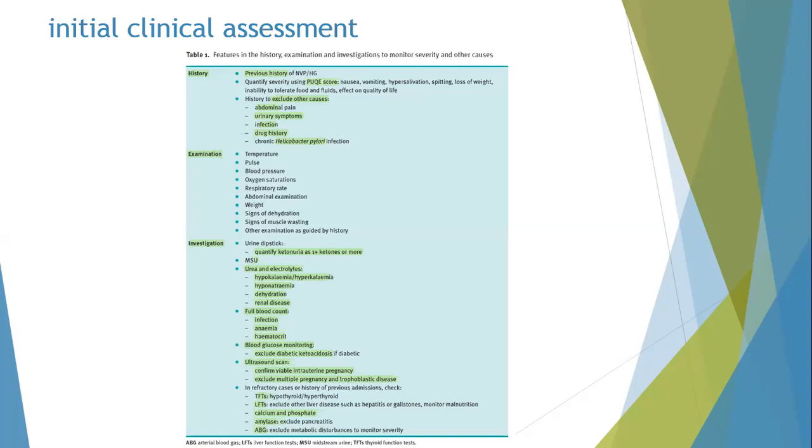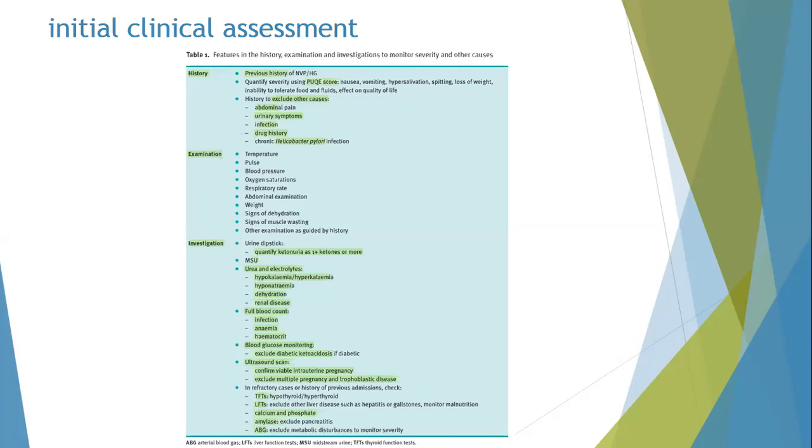Full blood picture or full blood count to see infection, anemia, hematocrit, and blood glucose monitoring to exclude diabetic ketoacidosis. If she is diabetic, maybe all this is due to diabetic ketoacidosis. Ultrasound to confirm that the baby is good and viable, and to exclude multiple pregnancy and trophoblastic disease, because we said before that hyperemesis is a classical sign of GTD.